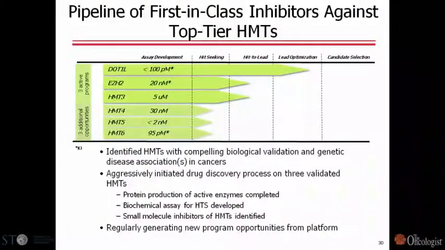HMT3 is our newest drug-seeking effort. We started that project in January of this year. We're already down to single-digit micromolar. That may not sound very impressive, but let me remind you that DOT1 and Ezh2 started with 20 micromolar hits. And so we believe that we can drive this potency down very rapidly.